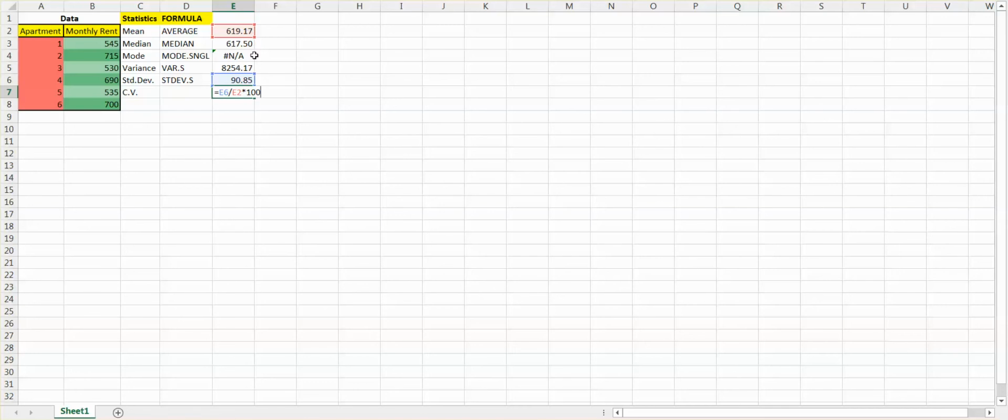The times operator on the keyboard is the star sign. So type in the star. If you have a laptop, find the number 8 and push the shift to find the star. So times 100. We got 14.67, which means 14.67% of the variation is in relation to the mean. So that's the video on how you can use Excel to calculate mean, median, mode, variance, standard deviation, and the coefficient of variation.